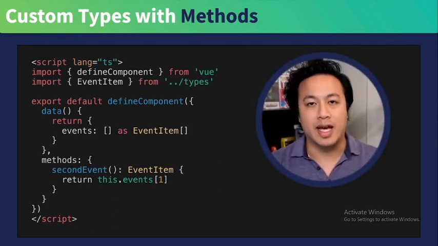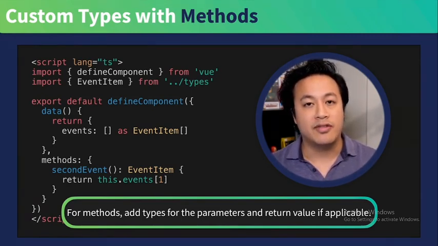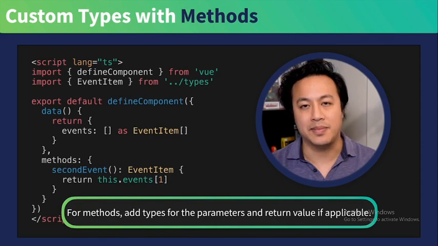And just like that, we've typed what we're returning from our method. And so, just to recap, when we're applying custom types to our methods, we need to check whether or not our parameters need custom types, and finally, whether or not our methods are actually returning a specific type. As long as you do that, you'll be good to go.